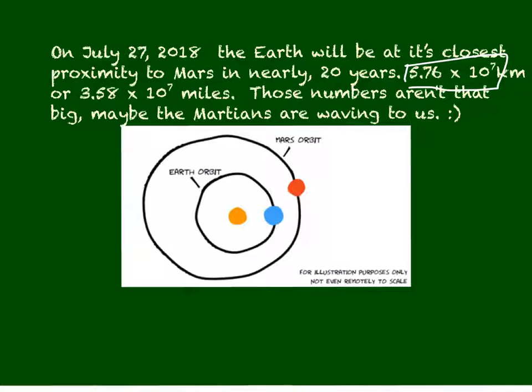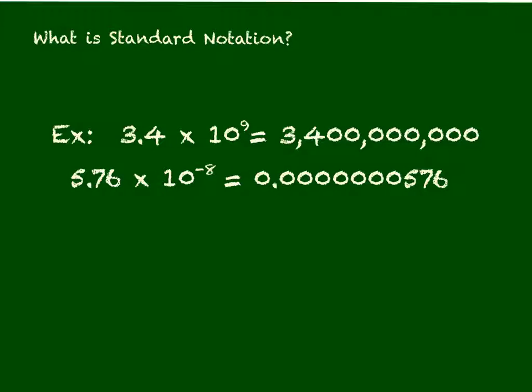So here we go, practicing converting scientific notation numbers back into standard form. So here are two examples of scientific notation numbers and their standard notation values. So 3.4 times 10 to the 9th is going to be 3,400,000,000. And then we've got this very small number of 5.76 times 10 to the negative 8. And it's really important to understand that 10 to the negative 8 means 1 over 10 to the 8th, which is a tiny number, but it is not a negative number. So please, please, please remember that as we keep working through these.